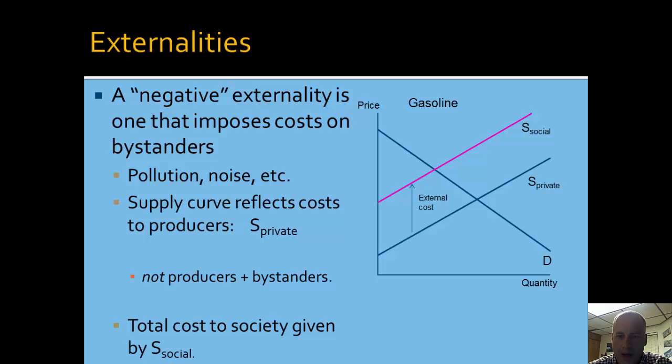actual producers. So if we think about the market for gasoline, for instance, when consumers consume gas, they're imposing costs and pollution on the rest of us. We're more likely to have asthma and respiratory problems and the rest of that kind of thing. The pollution costs of gasoline are an external cost. When we include those costs in our measure, we can think about a social supply curve. That's the pink line in the diagram. And the pink line, the social supply curve, measures the total cost that's imposed by the consumption of gasoline on society.